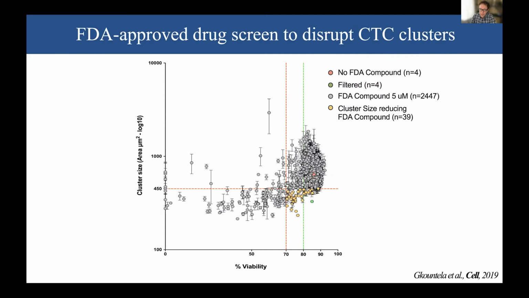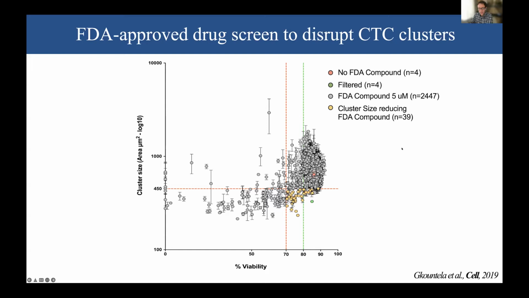Sophia then did a drug screen because we thought that the clustering itself could determine these physical and biological properties, enhancing metastasis. So why don't we look for anti-cancer drugs, but in a completely different way from what people have done before? We are not going to look for drugs that kill tumor cells. In this particular screening, we looked for drugs that separated cancer cells from one another.